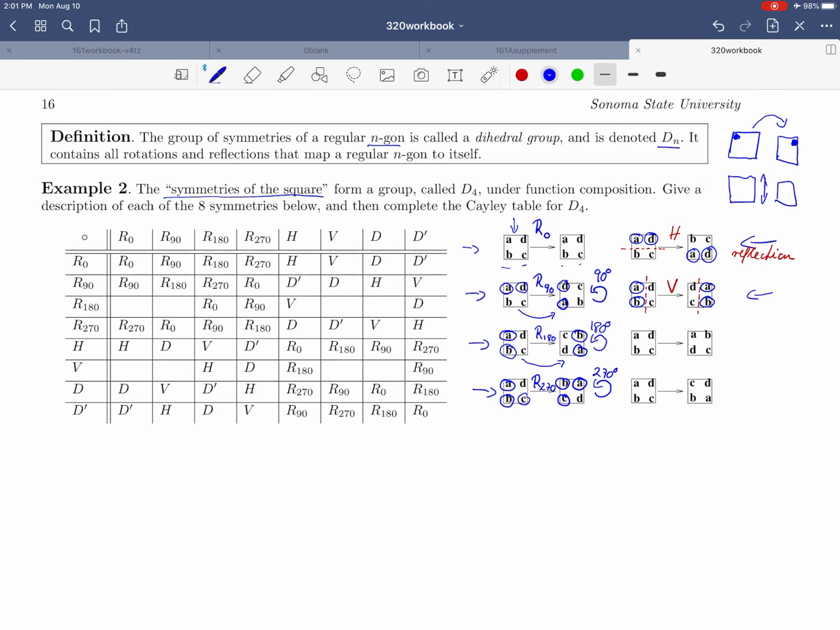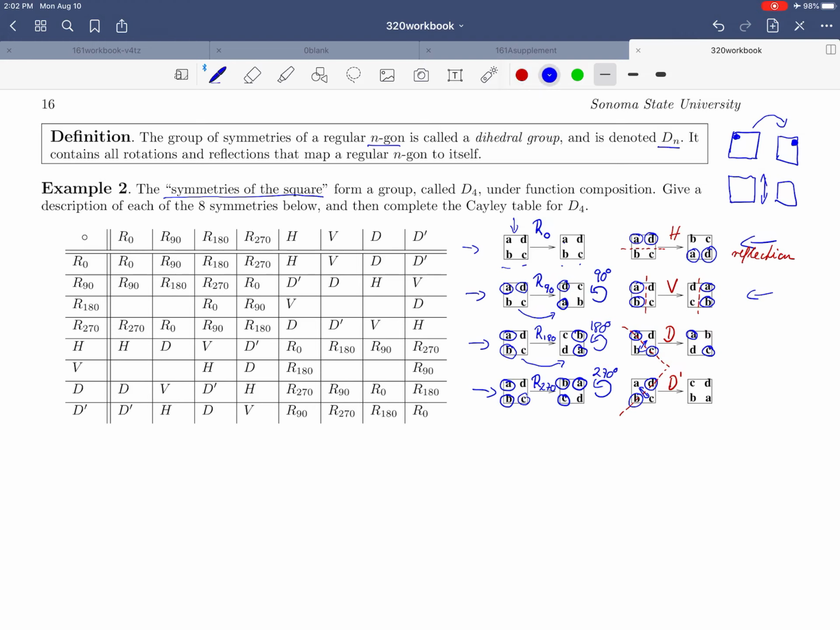And so over here, A stayed put and C stayed put, and B and D were flipped. So that is a diagonal flip. So let's call that D. And then the last one, D and B stay put, and A and C are switching roles. So that is a flip across the other diagonal. Since I already used D, I'm going to use D prime for that diagonal reflection.